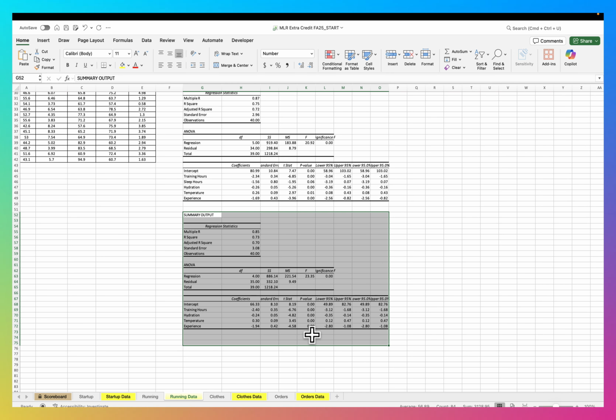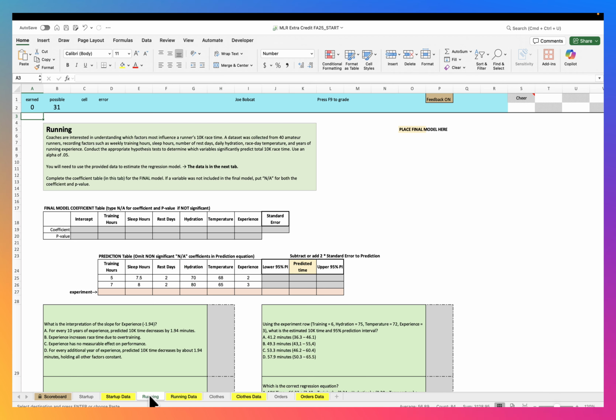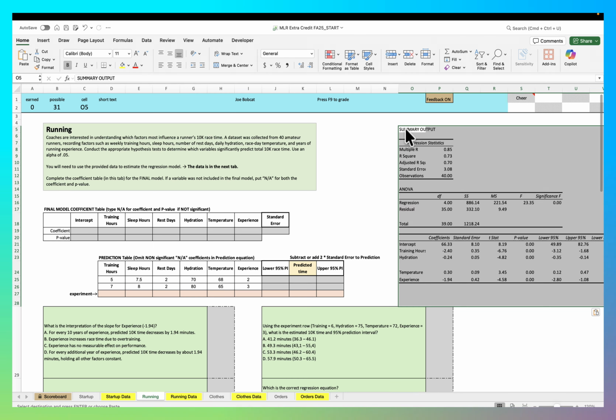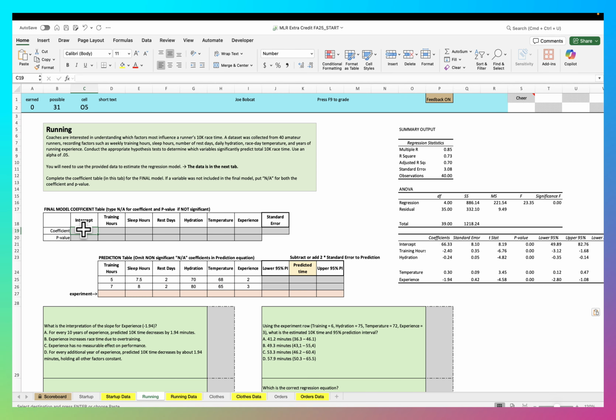And as you can see now, everything is statistically significant. So while this is still highlighted, we'll copy it, come back here, paste in the final model, and then we can copy the values over to the final model coefficient table. So equals coefficient for the intercept, equals p-value for the intercept, equals coefficient for training, equals p-value for training.